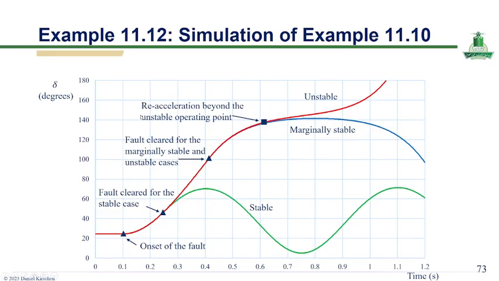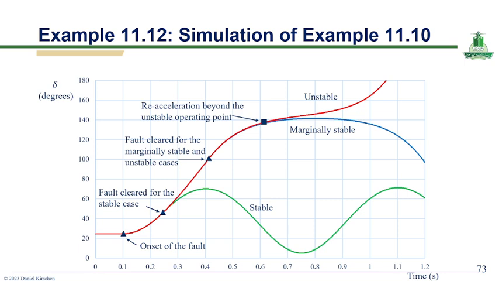This slide illustrates the transient stability behavior of a power system in terms of the rotor angle variation delta following a fault and its subsequent clearing. The figure shows three distinct dynamic responses: stable, marginally stable, and unstable, depending on the system's ability to maintain synchronism after disturbance removal.